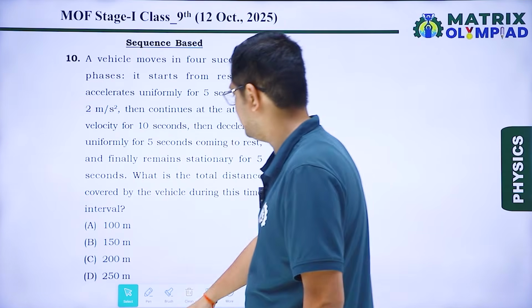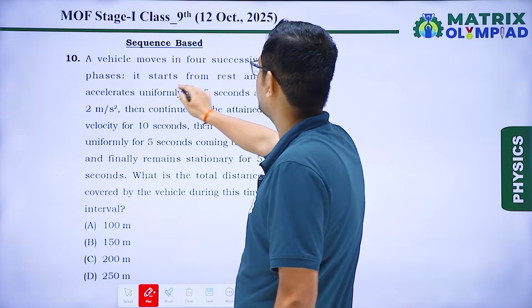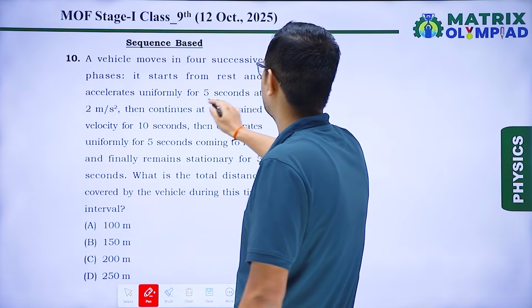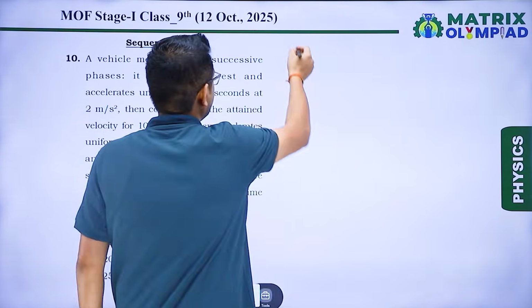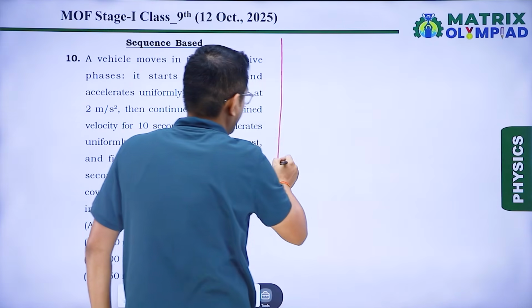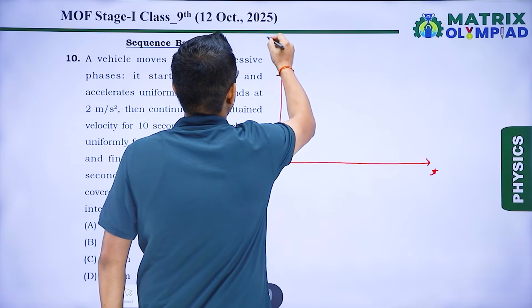Next question, question number 10. A vehicle moves in 4 successive phases. It starts from rest and accelerates uniformly for 5 seconds at 2 meter per second square. So we'll solve this question by the graphical method. So I will draw the velocity time graph.